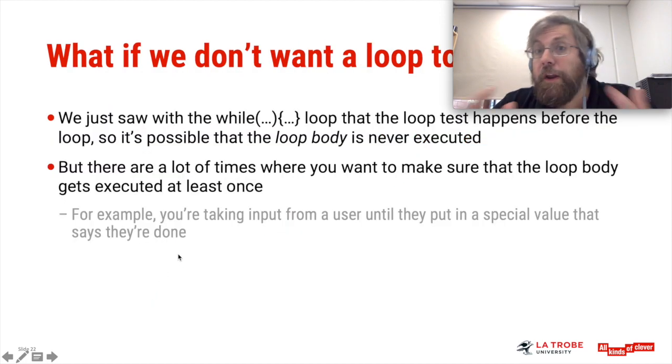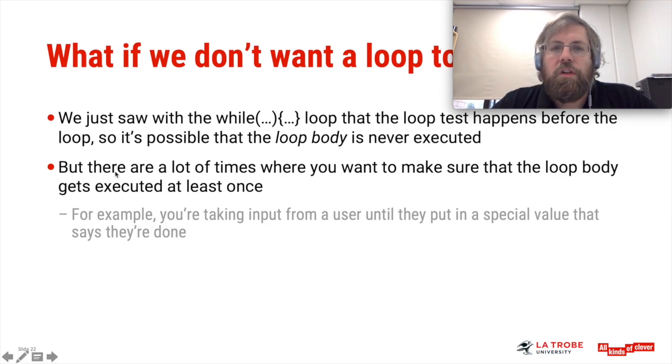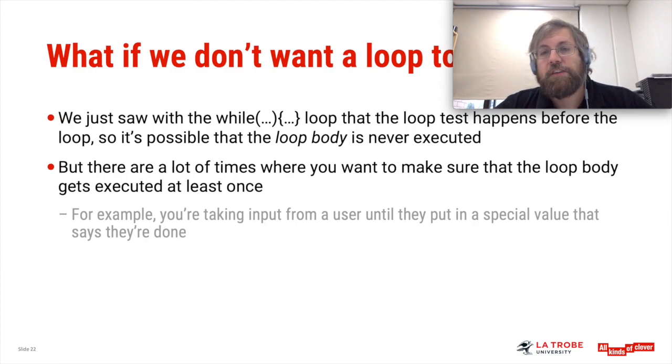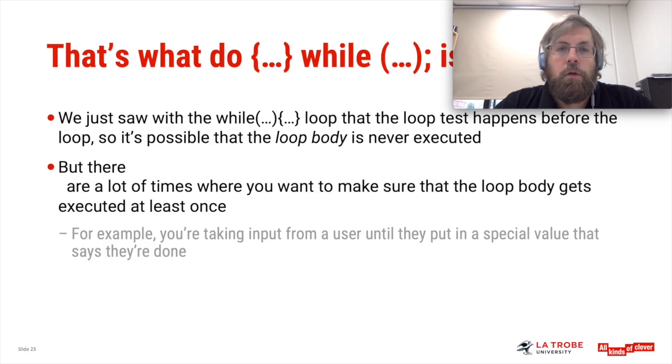What if we don't want a loop to be skipped, right? There are a lot of times where you want to be sure that the loop body gets executed at least once. So for example, you're taking input from a user until they put in a special value that says that they're done, right? We'll see an example of that. But that's what do while is for, right?